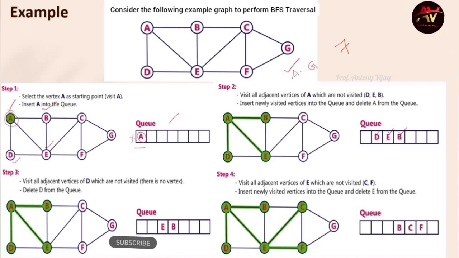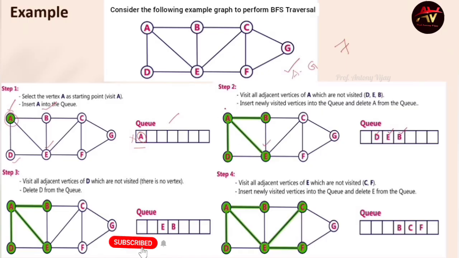In DFS, in the stack, we insert one vertex at a time, but in the queue we insert all the adjacent vertices at the same time. This is the difference between DFS and BFS. So this process is repeated. Next I take again the frontmost element, which here is D. From D we have to find the adjacent vertices. See, the adjacent vertices of D are what?